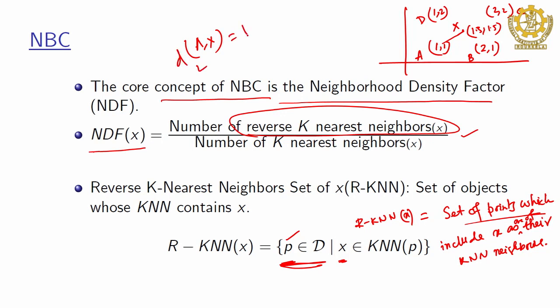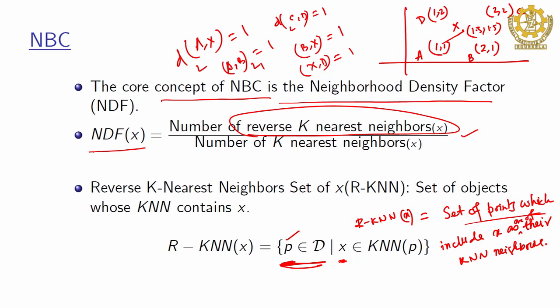This will be 1. The distance from A to B with L1 distance is 1, the distance from C to D with L1 distance is 1. The distance from B to X, what will it be? 1. Then X to D, this will be 1. Okay.